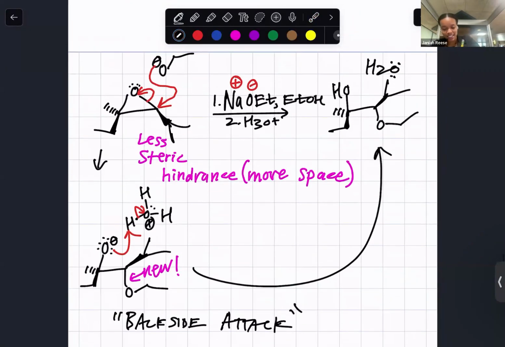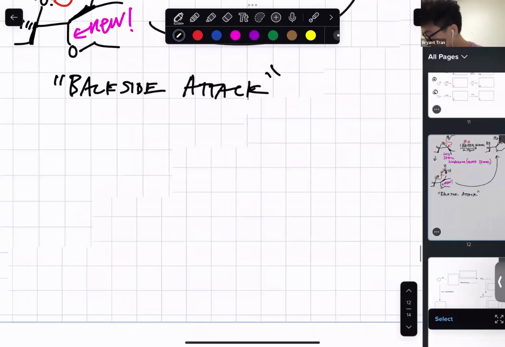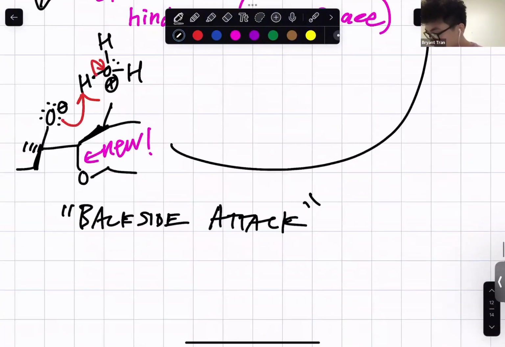Okay. So now that was basic conditions. Let's move on to acidic conditions, right? So let's use the same epoxide.